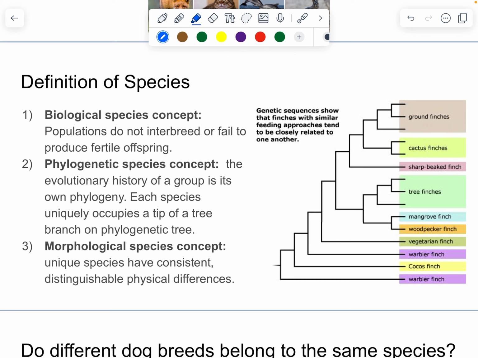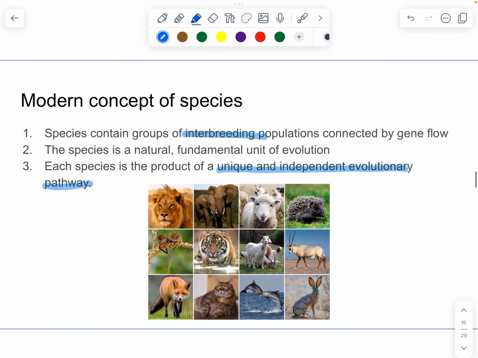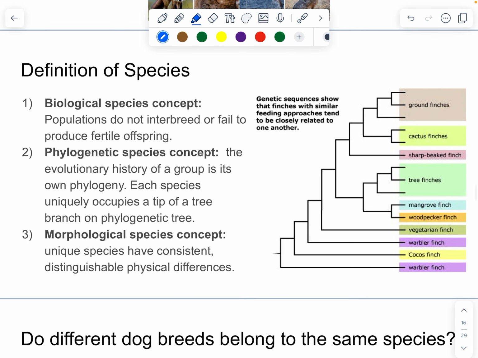There are 3 different types of species definitions based on this concept. They are biological definition, phylogenetic definition, and morphological definition. So let's talk about each one. Biological species concept, this is the most common one that we use. So we say when two individuals cannot interbreed or fail to produce fertile offspring, we categorize them as 2 separate species. That's the biological species concept.